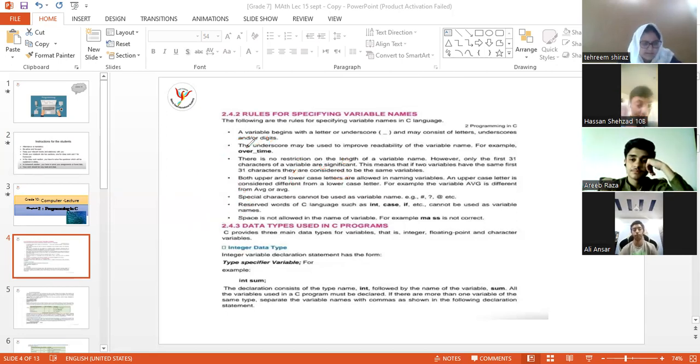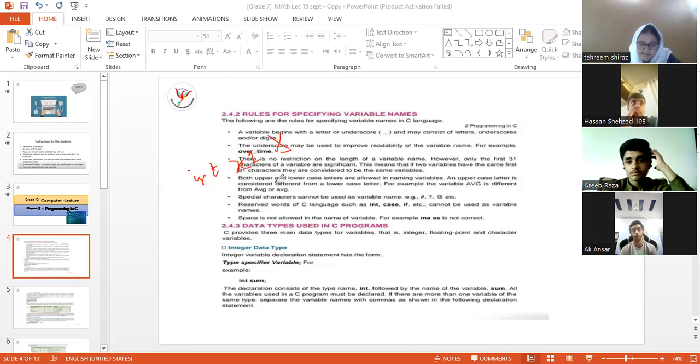The next rule is that the underscore may be used to improve readability. We have discussed this, that we can only use underscore, and we cannot use the special characters. The next one is that a variable name can start with a to z or underscore, but it can't start with a digit. For example, if I write int 1x, this is wrong, because the variable name cannot start with a digit, right?